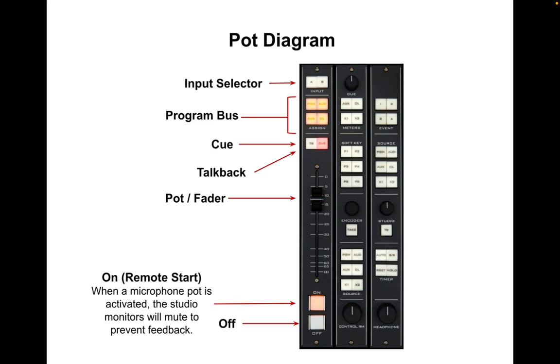The queue function bypasses the program bus destinations and routes the audio to an external speaker to preview a source's audio before broadcast. Using queue is the best way to preview any pre-recorded audio before airing.